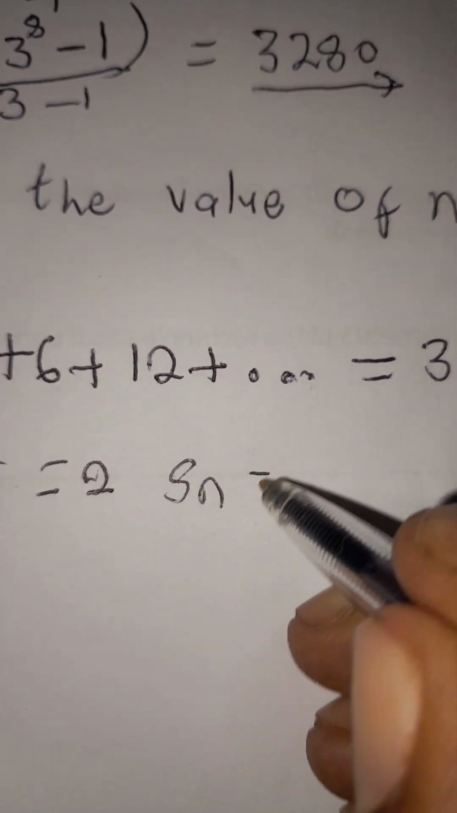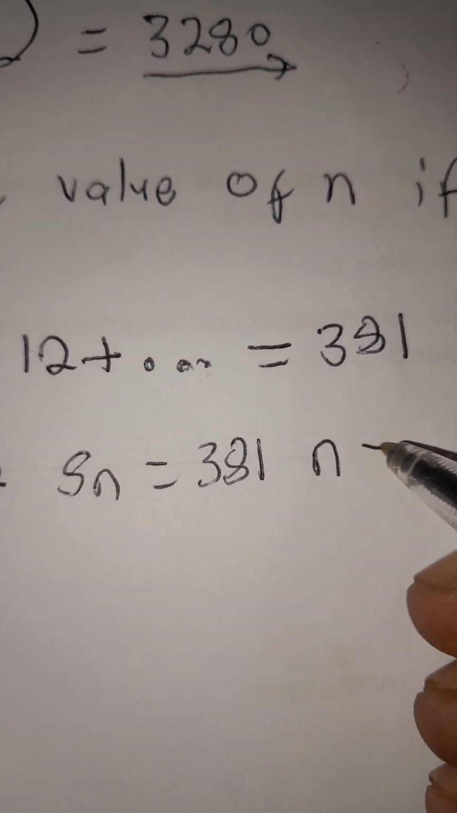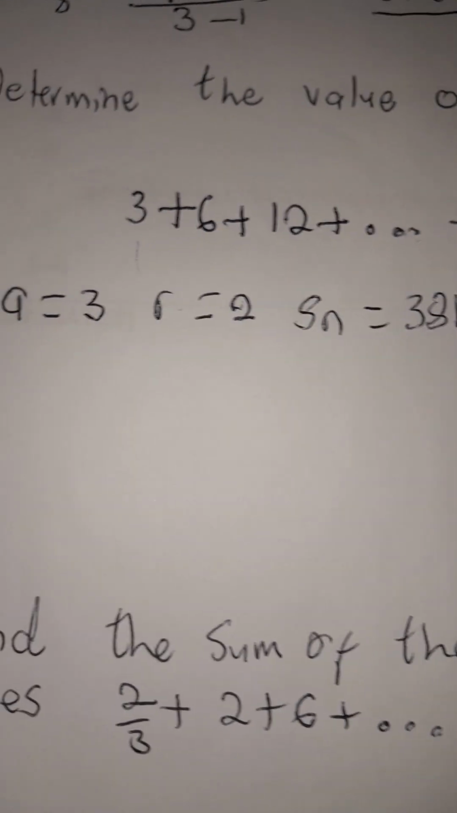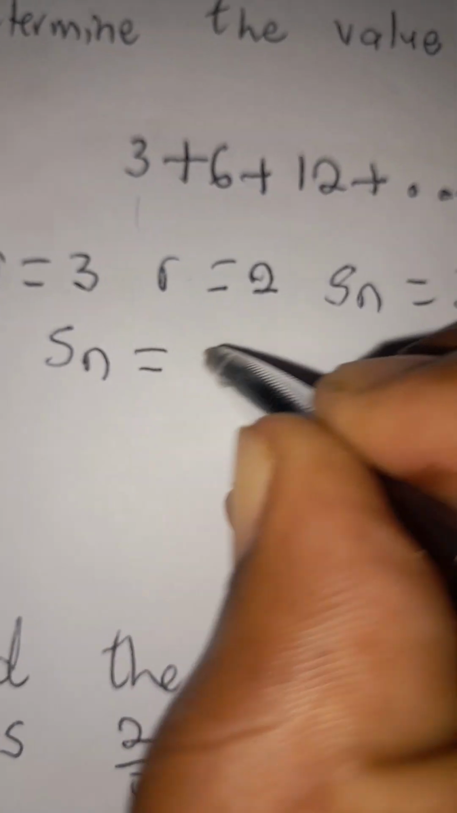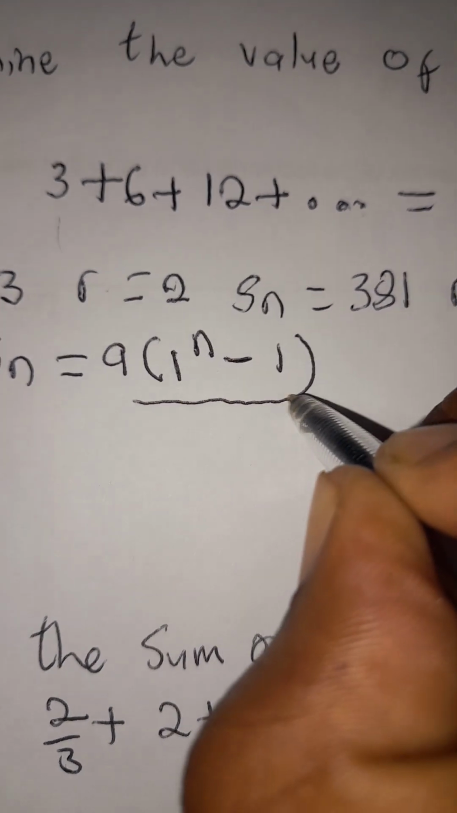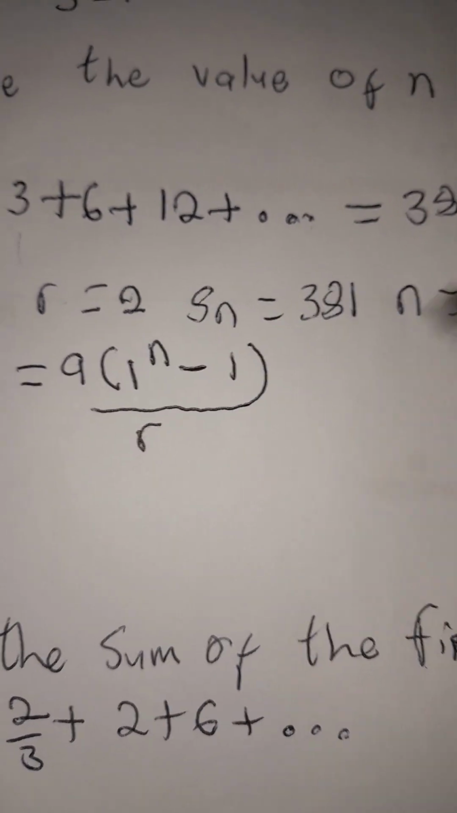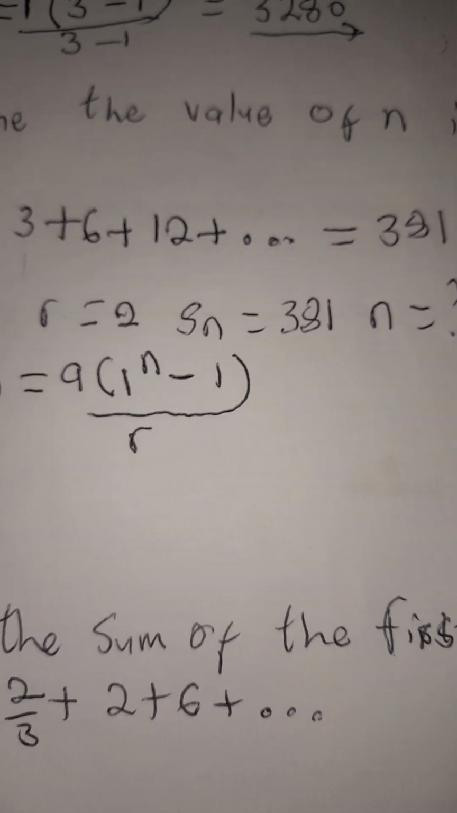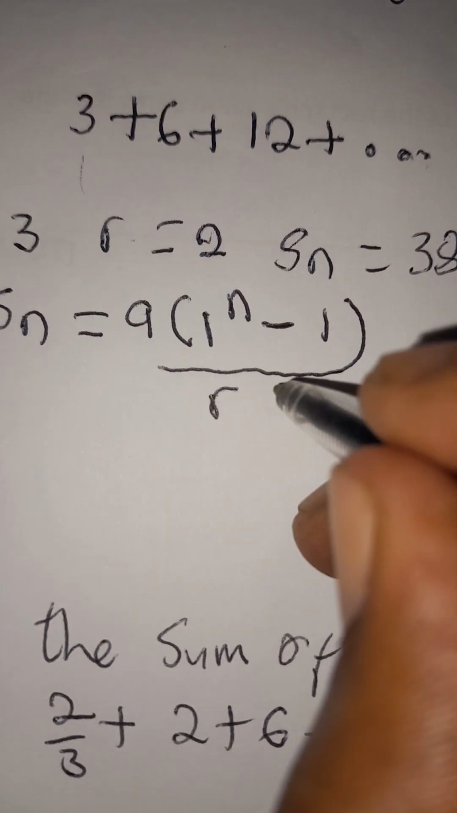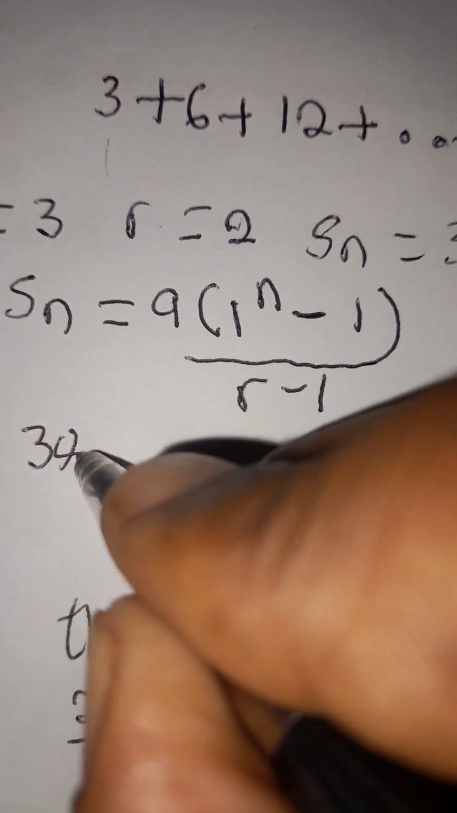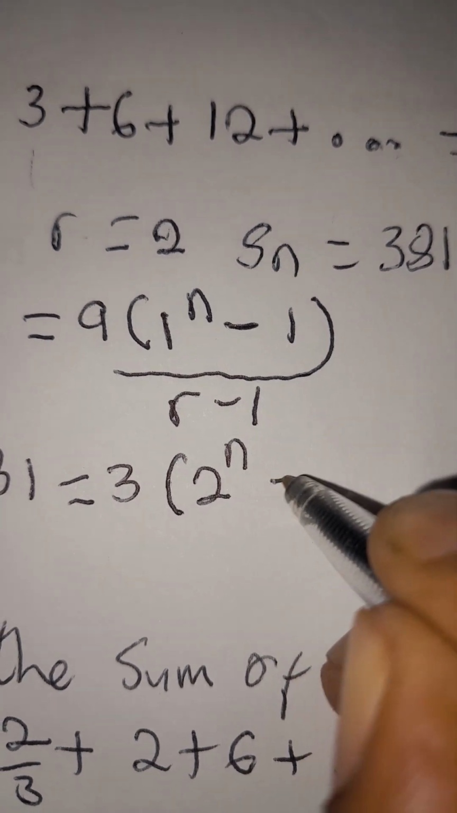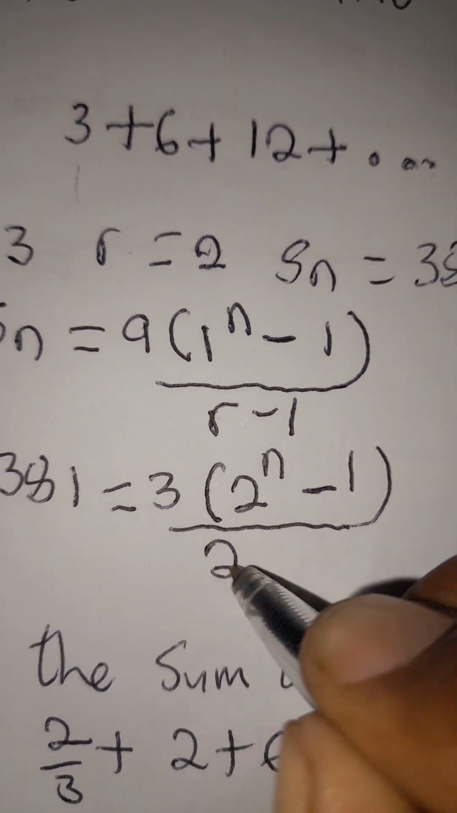So Sn is given as 381. What is missing? It's n. So remember, we need to find the last term or the end point. We are going to use the similar formula of geometric series: Sn equals a times r to the power of n minus 1, divided by r minus 1. You can use this formula if r is greater than 1. So we have 381, our first term is 3, and our constant ratio is 2, so 2 to the power of n minus 1 divided by 2 minus 1.